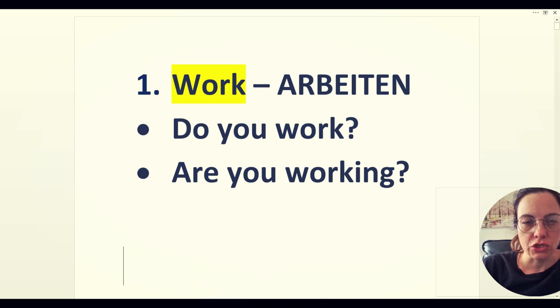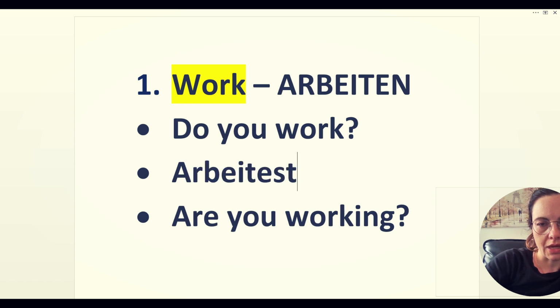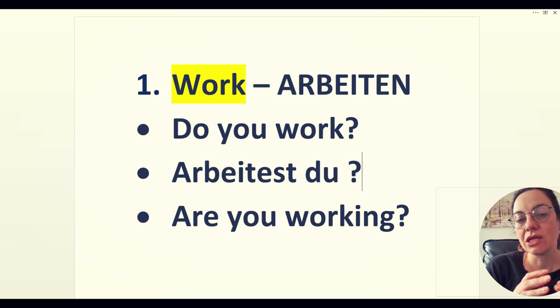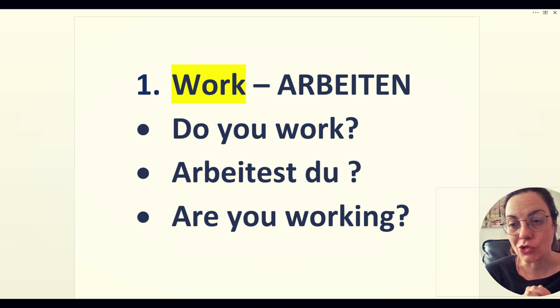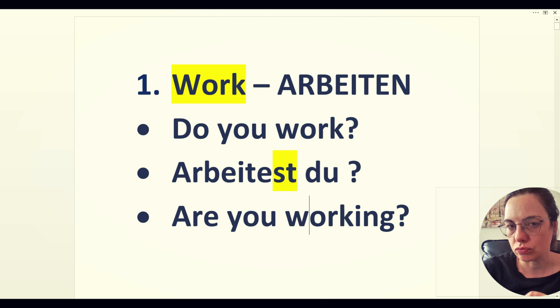Let's see that. So do you work in German would be arbeitest du. So, no auxiliary verb. We don't have do or anything. We just start the question directly with the verb. In this case, you, second person singular, arbeitest du. So, it would be like work you, arbeitest du.